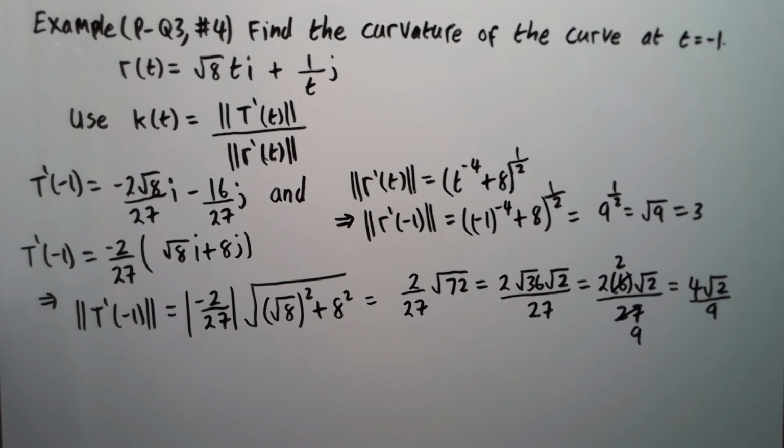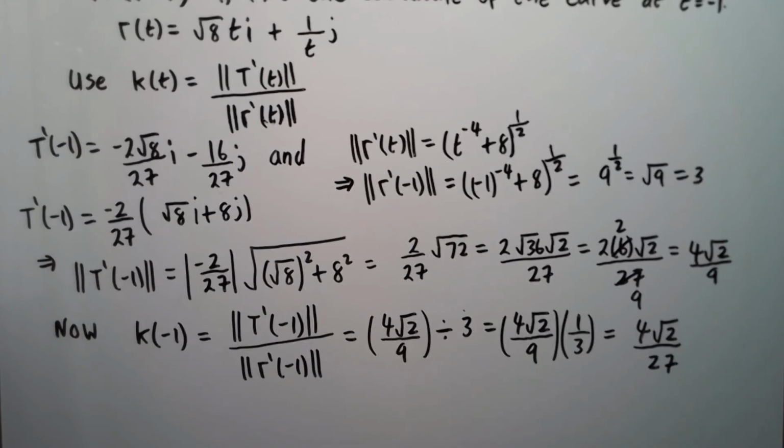Okay, so let's find the curvature at minus 1. So stick into the curvature formula at minus 1. The magnitude of capital T prime of minus 1 we found was this guy, goes here. Then divided by this one, which we found here. And so it'll be multiplied by a third. So it's going to be 4 square root of 2 over 27. So that's our curvature at minus 1. Okay.